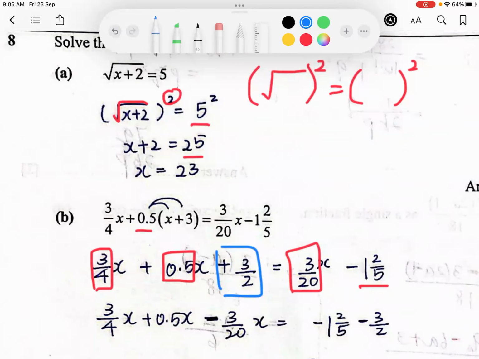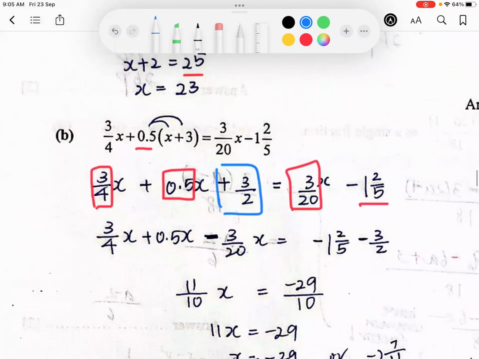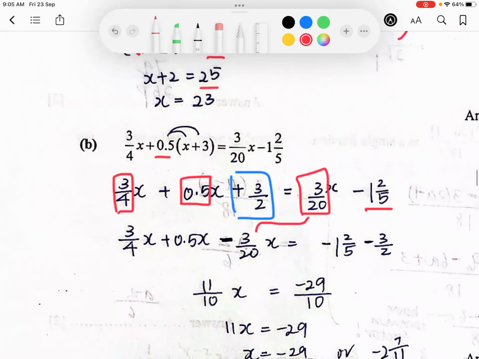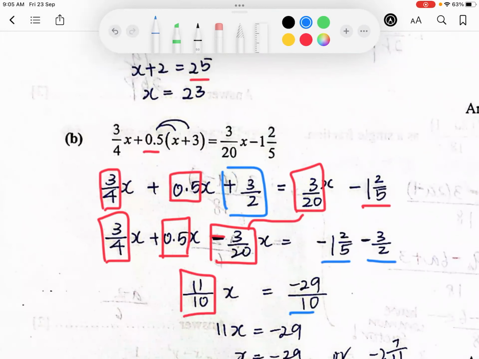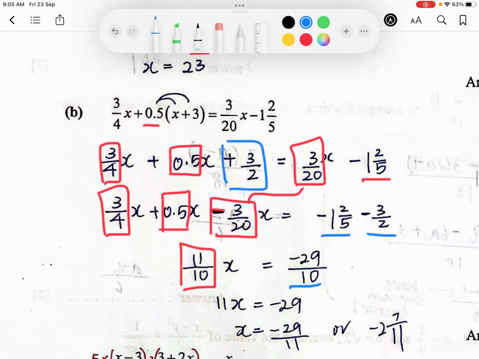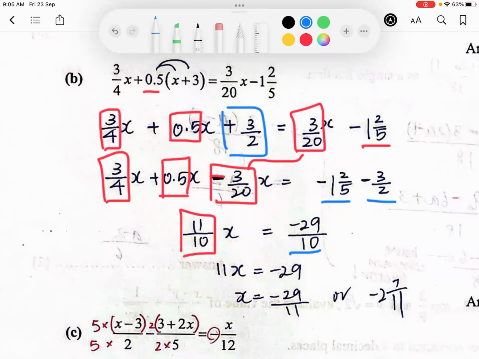Then now we are going to shift all the x together on one side. This one is positive 3/20, right? I bring it over as minus. These are all numbers. So you take your calculator, 3/4 plus 0.5 minus -3/2. Use the calculator, you get this number. Then the other side are just numbers. So I just take this minus this, I get this one. Then I didn't want 11/10.